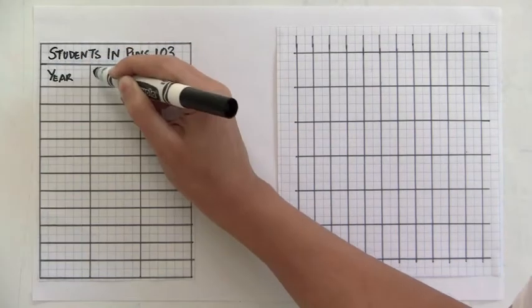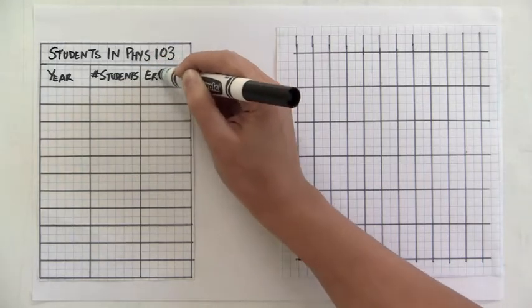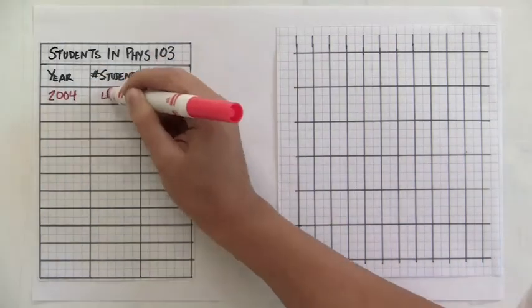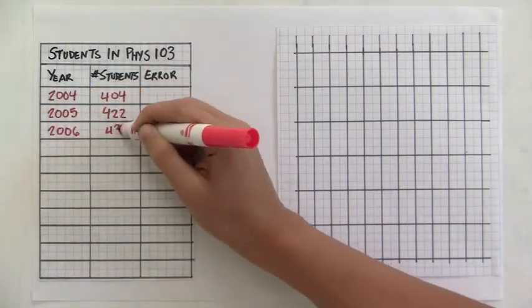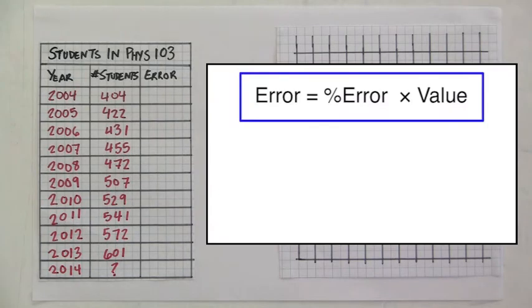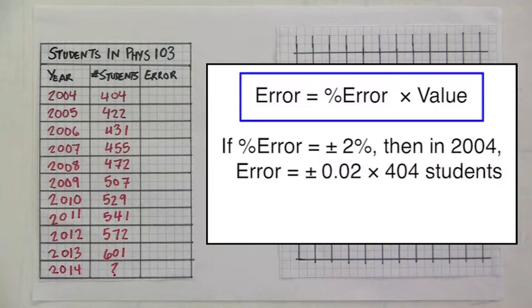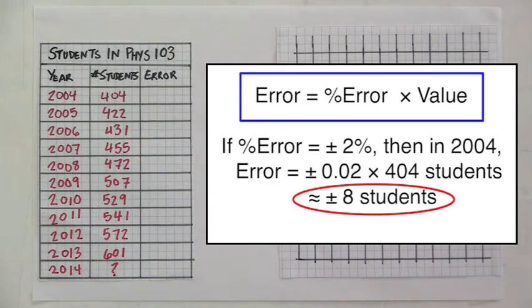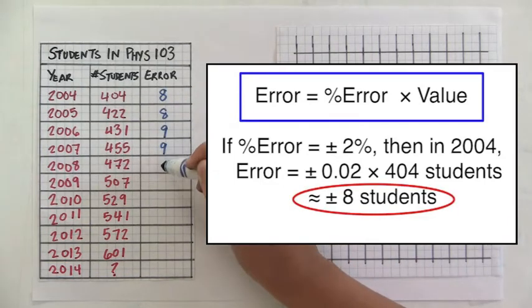First, we fill in our data table with the year, the number of students, and the error in counting these students. Next, we calculate the error. The error is the percent error times the value. If in this case our error is plus or minus 2%, then in 2004, when we had 404 students, our error is roughly plus or minus 8 students.